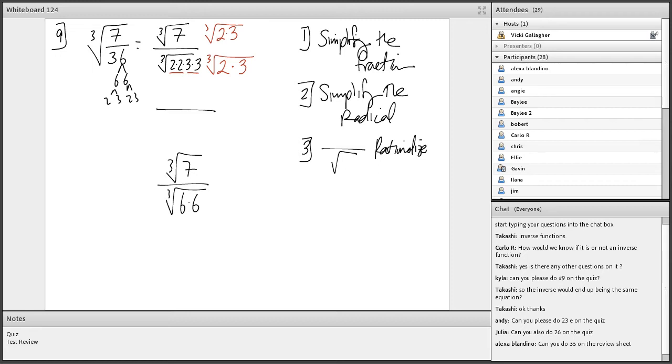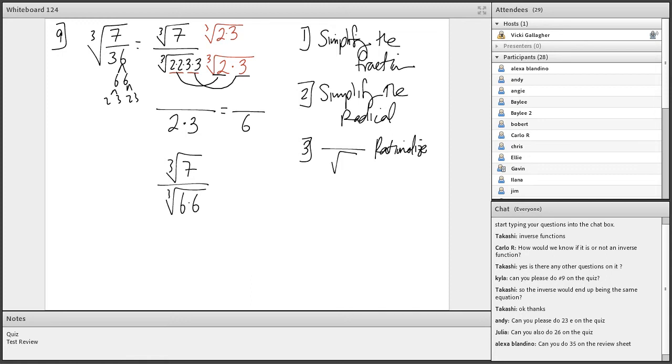Okay, so now on the bottom, I have 3 number 2's, which means I have the cube root of 2 to the third, which turns into just a regular number 2. Same thing with my 3's. I have 3 number 3's, or 3 to the third, and so that's going to turn into just a regular number 3. And I would, for a final answer, actually multiply those together to make a 6.